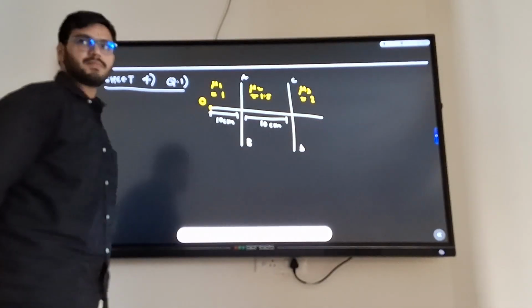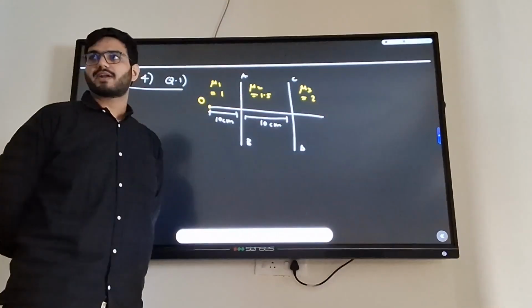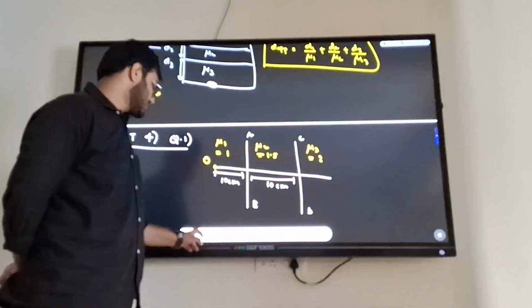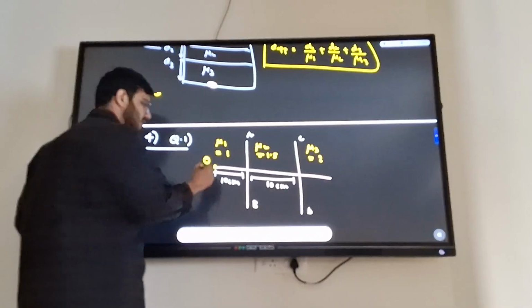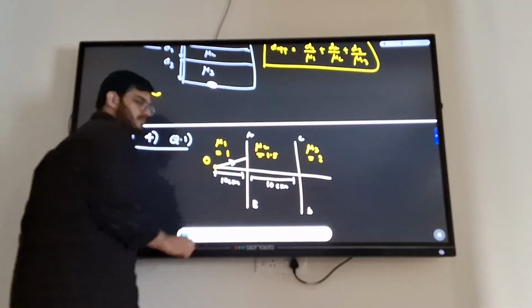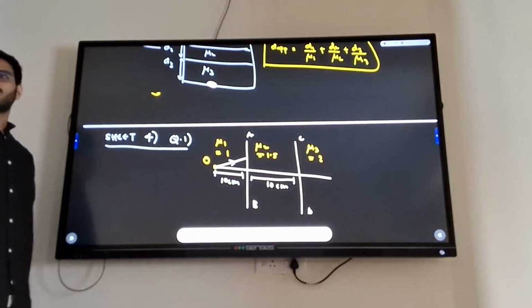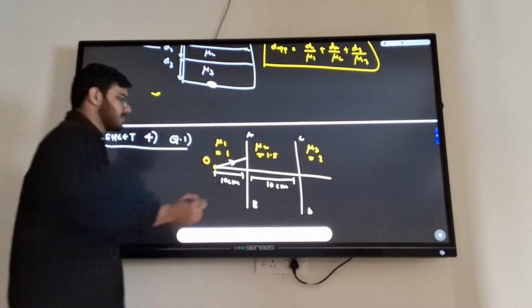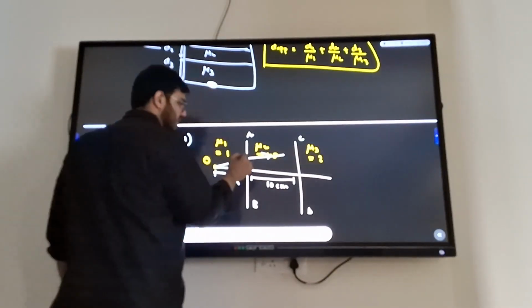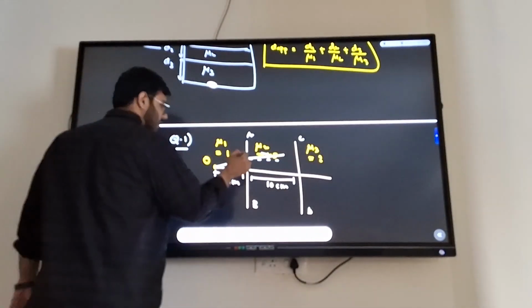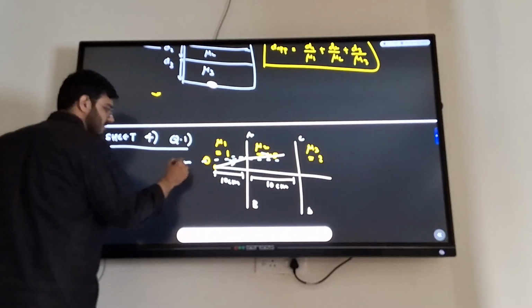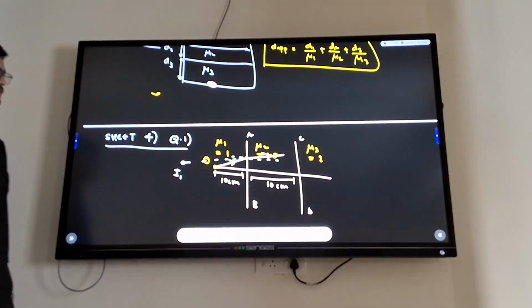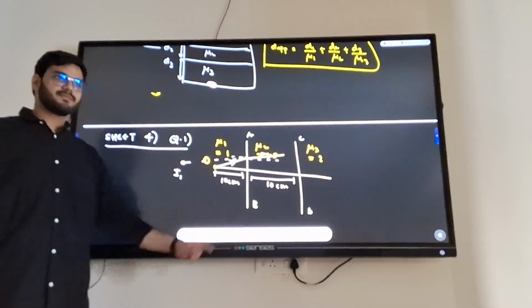It's very simple to understand that it will suffer two refractions. From the first refraction there will be one image that will be formed. So first tell me, will it refract away from the normal or towards the normal? Towards the normal. It goes like this. Then if you extend it back, you get I1 here. This will be my virtual image with respect to surface AB.